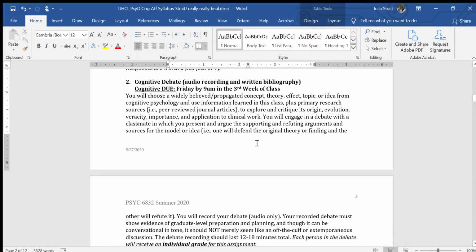A little bit about these debates. They're exactly the same, except for one, you're going to focus on cognitive topics and the other on affect. You're going to choose a widely believed or propagated concept, theory, effect, topic, or idea. I'll give you some examples in a second. Cognitive psych for this first one. You're going to use the information we learn in class, different source articles to look at, where did this idea come from? How has it evolved and changed? Veracity means, is it true or provable? Is it important? And how would that apply to clinical work? So that's always a question for us as applied scientists.